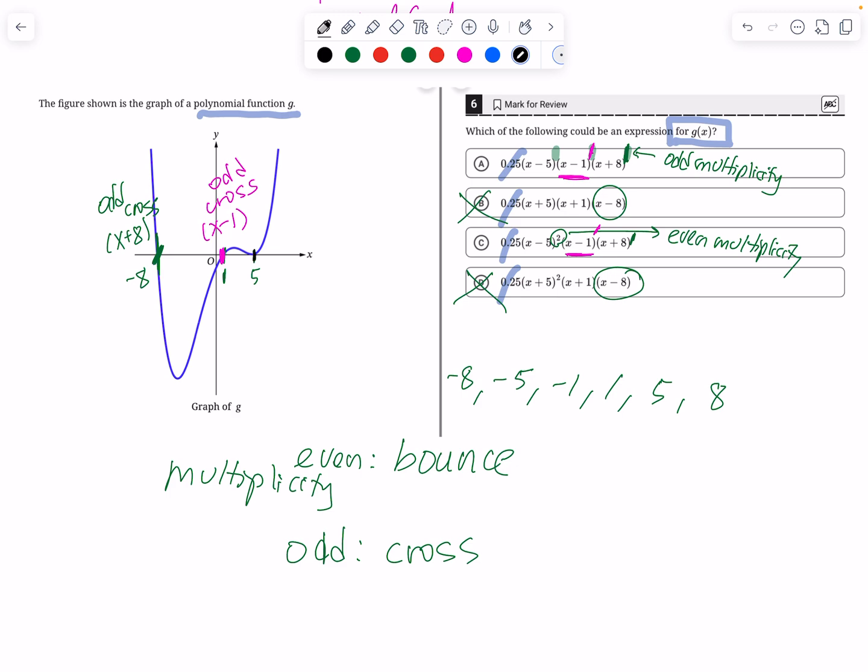Now looking at x being 5, the factor would be x minus 5, and we actually have a bounce. It bounces. It doesn't cross through the 5. And so since this was a bounce, we need an even multiplicity at the factor x minus 5. This one has an odd multiplicity, so that's a no. And so it's choice C, and you can see here there's an even multiplicity at x minus 5, and that's a bounce.